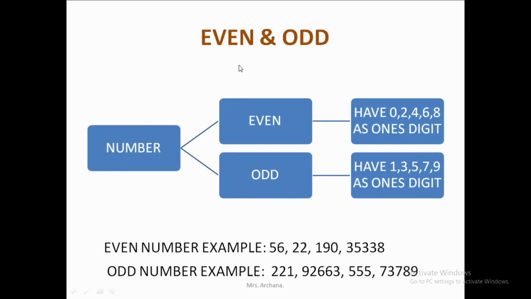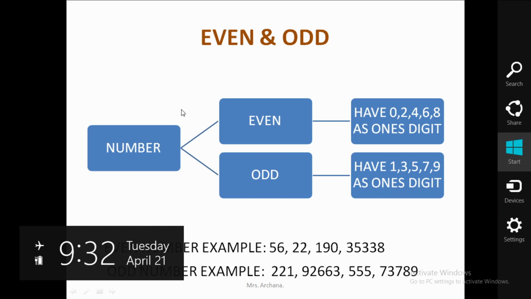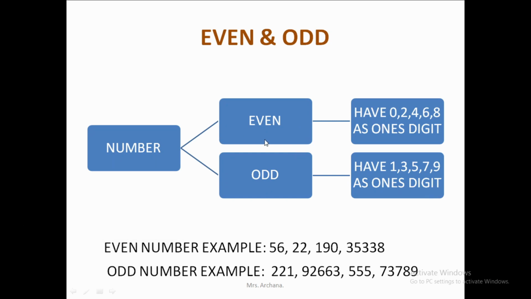Now we will learn what is even and what is odd. The numbers I have divided into 2 types. One is even number, another is odd number. How will you know which one is even and which one is odd? In an even number, if you find one of these 5 digits in the ones place, then it is an even number. And for an odd number, in the ones place, if we find these 5 digits, then it is an odd number. I have given some examples.